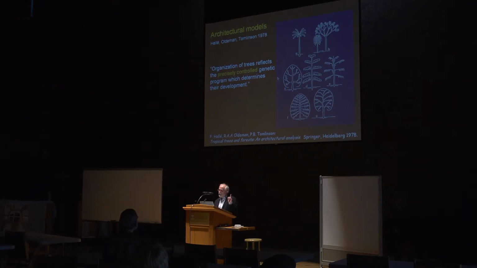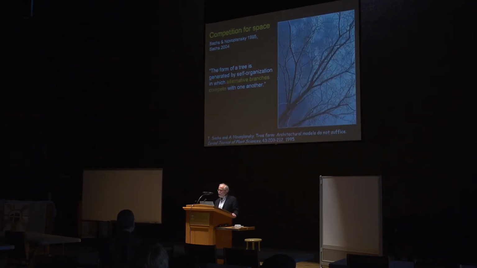As you can see in these iconic representations, they are very regular. It is quite different from what we observe in temperate climate trees. And this kind of observation led two researchers from Israel, Sachs and Novoplansky, to write a paper in 1995, "Tree Forms: Architectural Models Do Not Suffice," in which they proposed a different point of view.